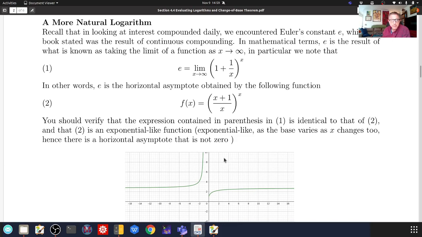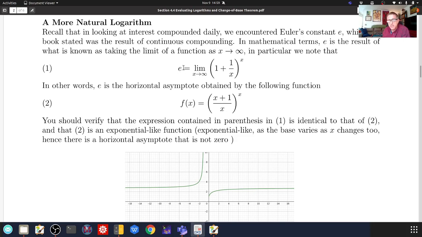So let's examine this. In looking at the interest compounded daily, way back in that lecture, we encountered Euler's constant e, which the book stated was the result of continuous compounding. And we also discovered then that e is the result of taking the limit of a function as the independent variable x approaches infinity. That's the same as finding what the horizontal asymptote is in many cases.